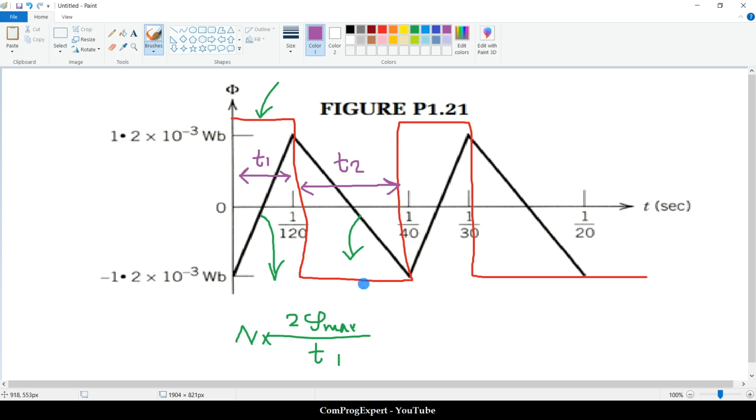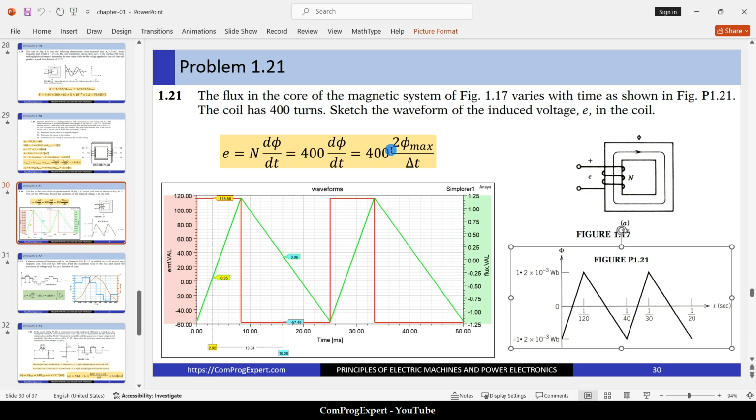Here for this negative slope, you can replace T1 and T2. We have phi max, which is 1.2 times 10 to the power minus 3. If you replace these numbers, we have this red curve. The induced voltage here is 115, and here it is negative 57.